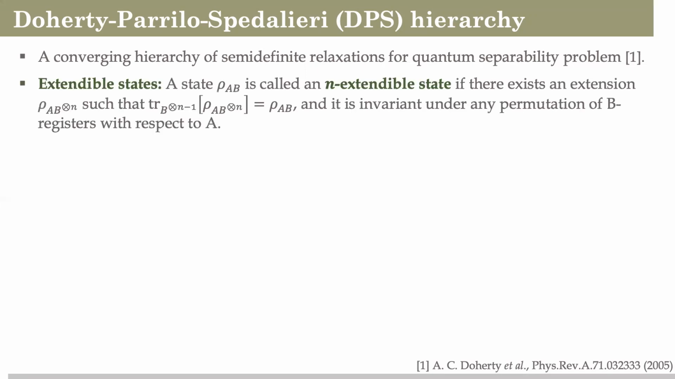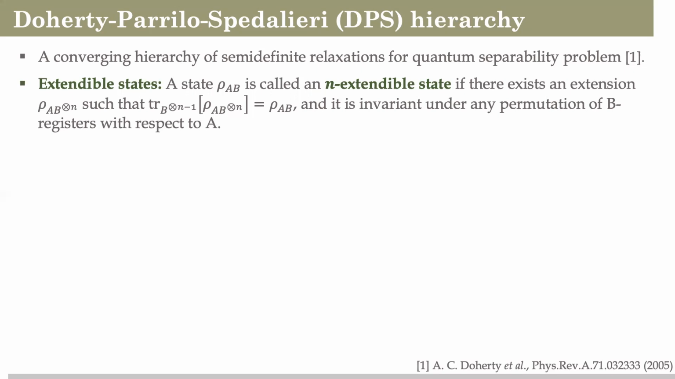It exploits the notion of extendable states, which can be defined as follows. A bipartite state rho AB is called an n-extendable state if there exists an extension rho A B^n such that any marginal state on A and any one B register is the original state rho AB, and if it is invariant under any permutation of the B registers.